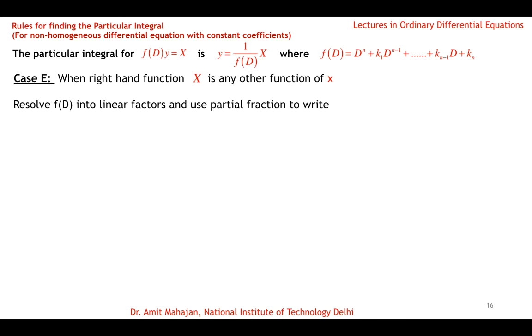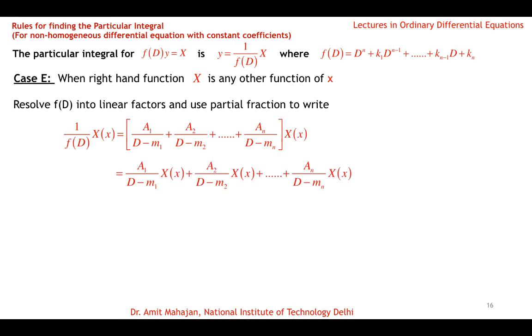It says that resolve the operator, this denominator f(D), into linear factors and use partial fractions. So this indeed is a polynomial. So if we find the linear factors of this and use partial fractions, then 1 by the operator can be written as some constant by linear factor plus another constant by linear factor plus so on, constant by linear factor, and this all operated on capital X.